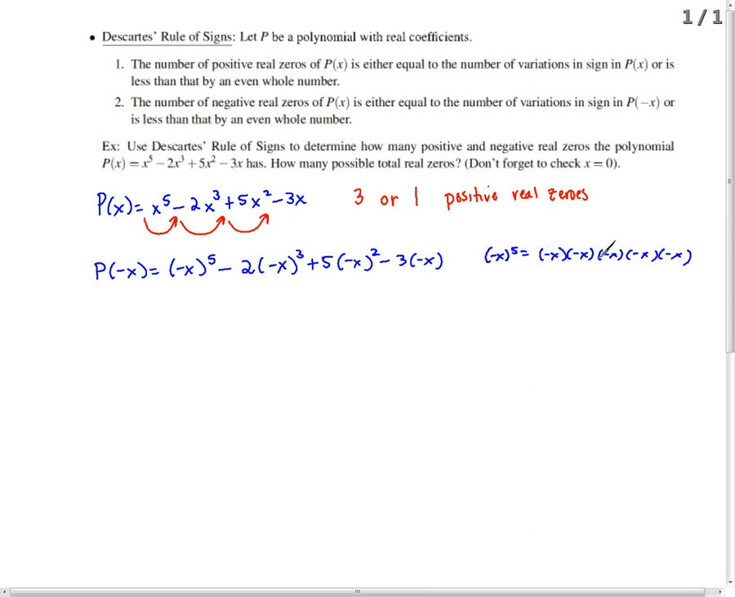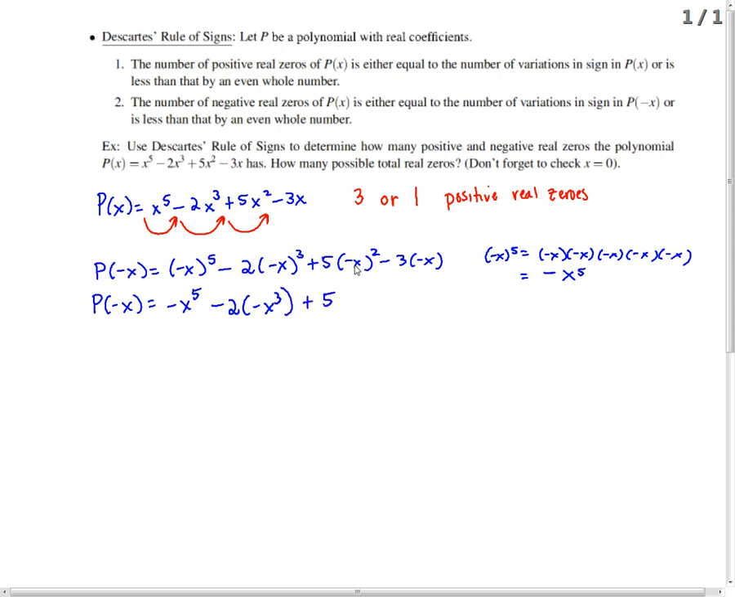And notice there are 5 negative signs. An odd number of negative signs is negative, and there are 1, 2, 3, 4, 5 x's, so that's x to the fifth. So P of negative x equals negative x to the fifth for this piece. If I have negative x and I cube it, that's negative x times negative x times negative x. Again, an odd number of negatives. This is like negative 2 times negative x cubed.